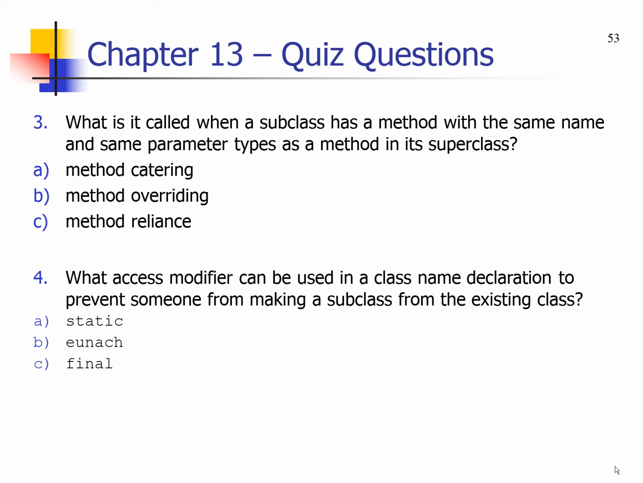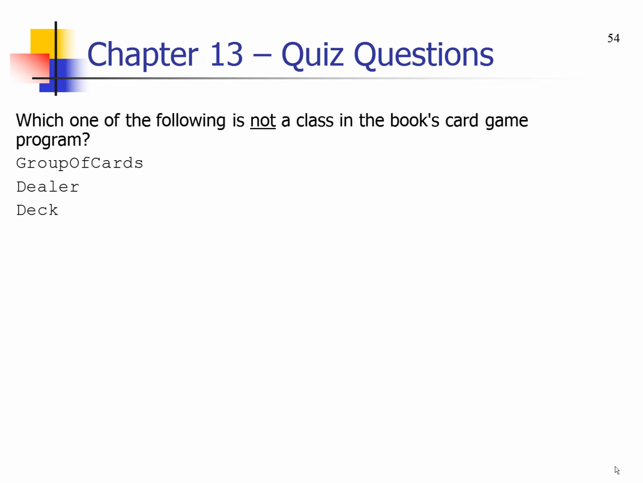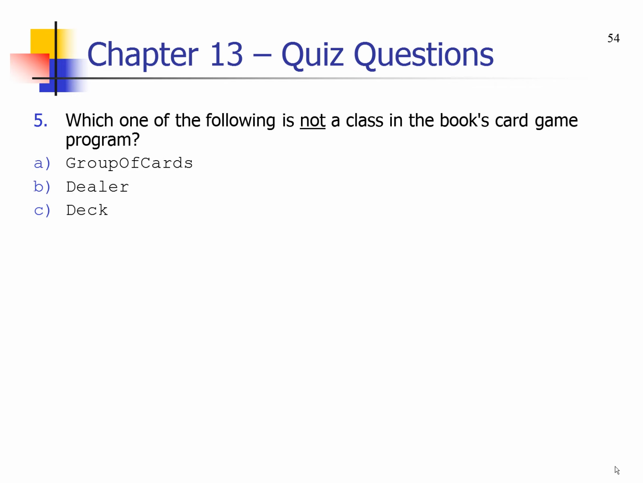Okay, what access modifier can be used in a class name declaration to prevent someone from making a subclass from an existing class? Just like I showed you in the employee and the person example, it's not static or unique, I guess. It's final. Okay. Oh, there's one more still. Alright. Which one of the following is not a class in the book's card game? Well, we didn't walk through it, but we have deck and group of cards. Dealer is the one not inside there. Alright, that's the end of Chapter 13. Thank you.